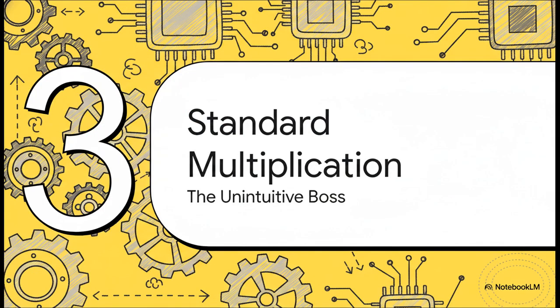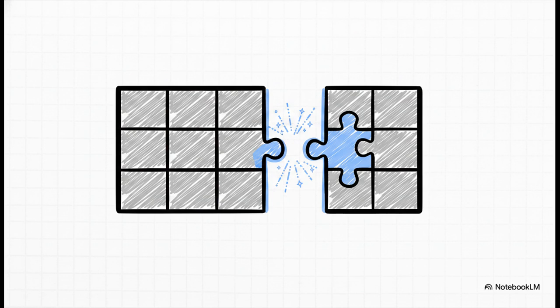Which brings us to Section 3, Standard Matrix Multiplication, affectionately known as the unintuitive boss. All right, buckle up because we are leveling up to the much less intuitive way to multiply matrices. Forget the simple element-by-element stuff. Standard matrix multiplication operates completely differently, yet it's the absolute bedrock of modern computing. The most important thing to remember here is the golden rule of multiplication validity. You can only multiply two matrices together if their inner dimensions are perfectly concordant.